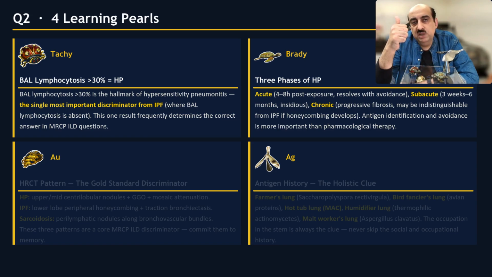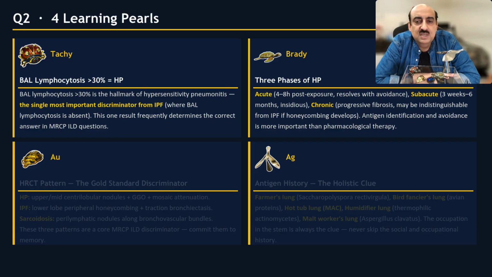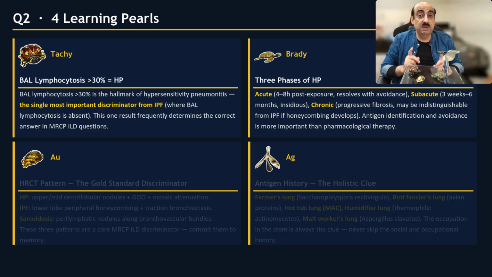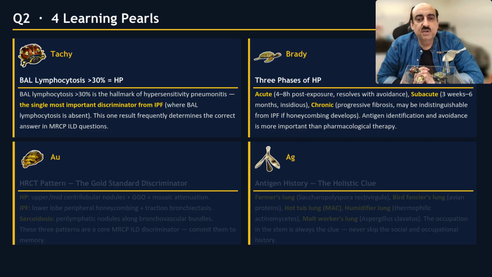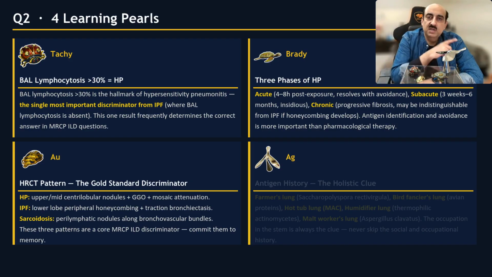In acute, it's usually 4 to 6 hours, up to 8 hours onset after the exposure. Subacute is usually weeks to months, so 3 weeks to 6 months roughly. And in chronic, you're talking about fibrotic changes, slow insidious onset, which can be clinically indistinguishable, and from history and presentation, it can be very difficult and challenging to differentiate from IPF, especially if it develops honeycombing, and even radiologically it can be confusing. So that's why antigen identification will be crucial, and avoidance of the trigger will be more important rather than pharmacological therapy in such situations. Coming to the HRCT pattern, we've already discussed in the previous slide.